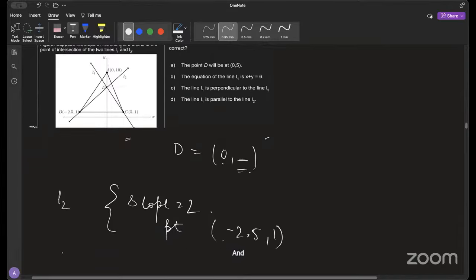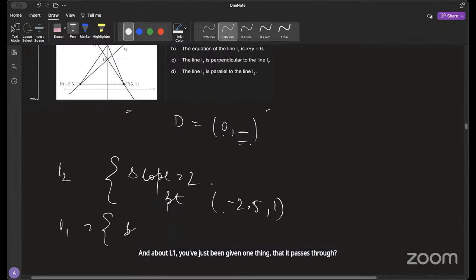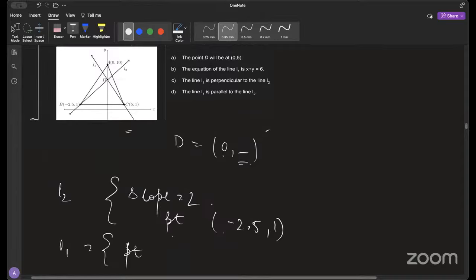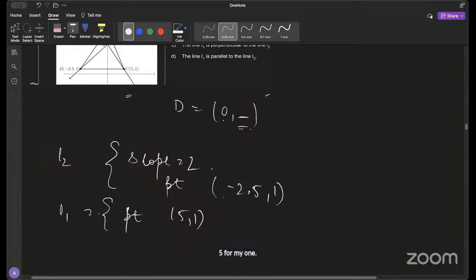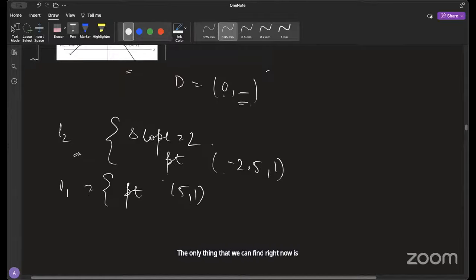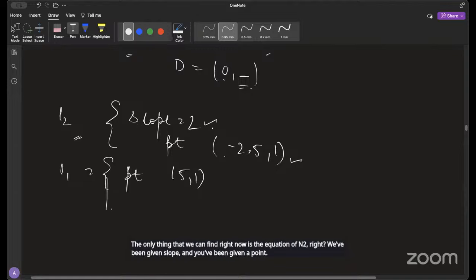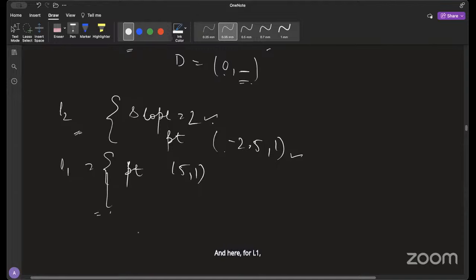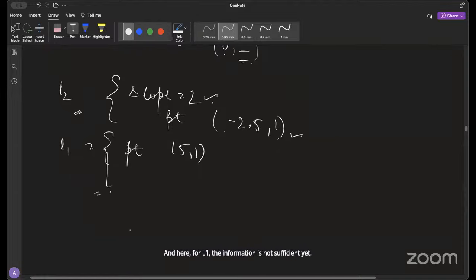And about L1, you've just been given one thing, that it passes through the point 5 comma 1. So with this information, the only thing that we can find right now is the equation of L2, right? You've been given slope and you've been given a point. For L1, the information is not sufficient yet to find the equation of the line. So let's just find the equation of L2.